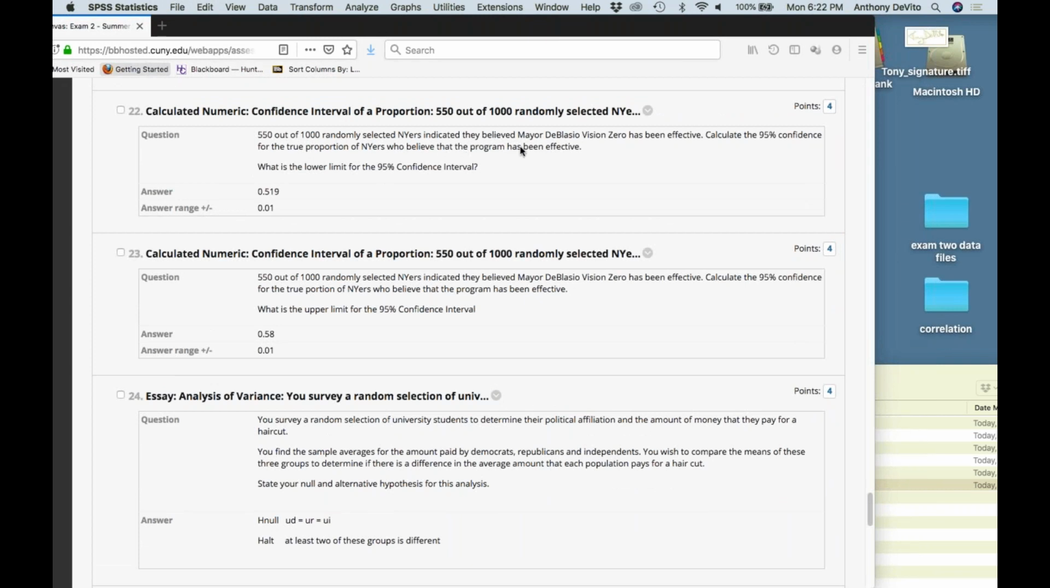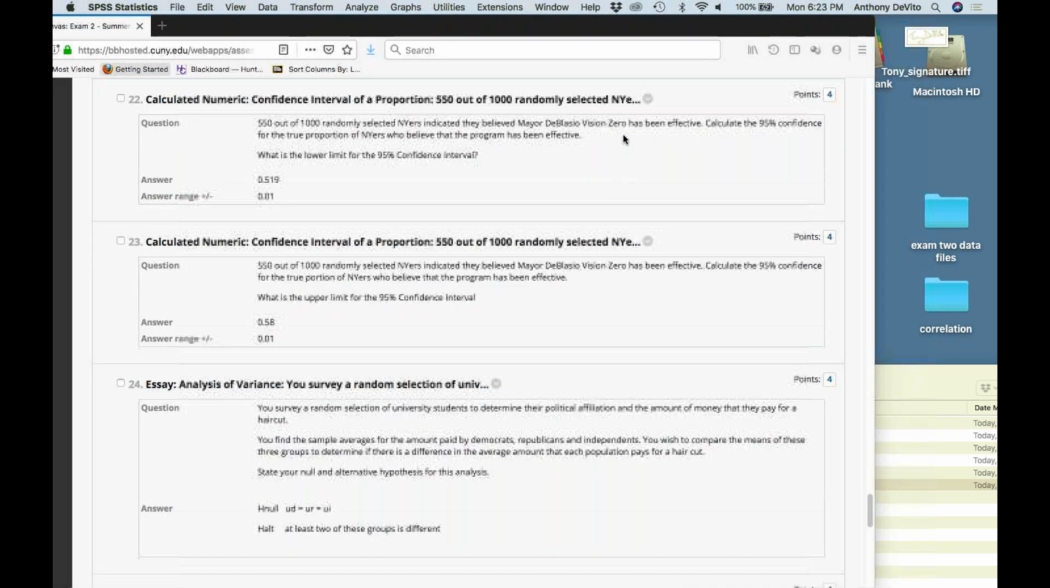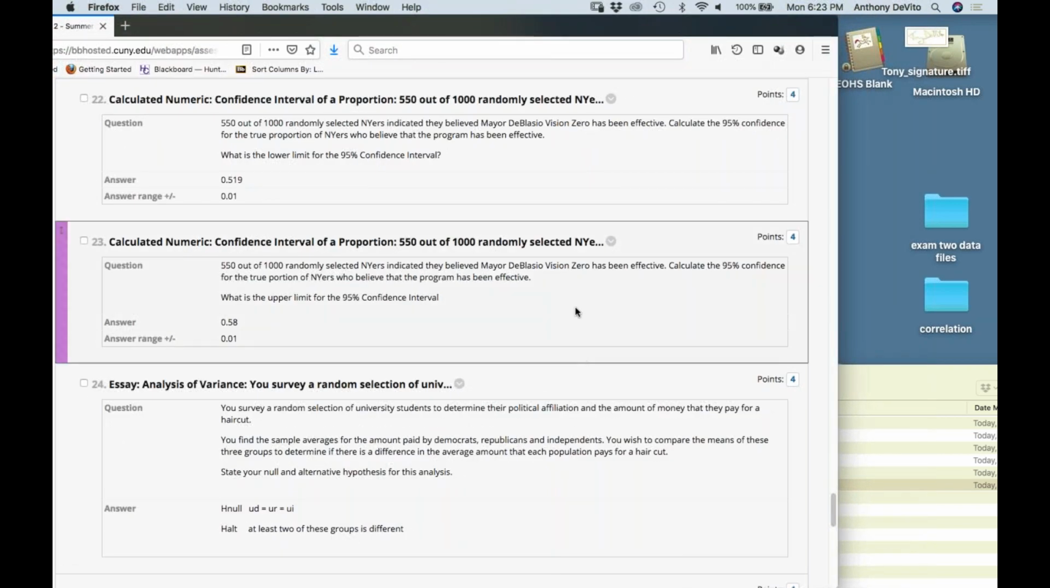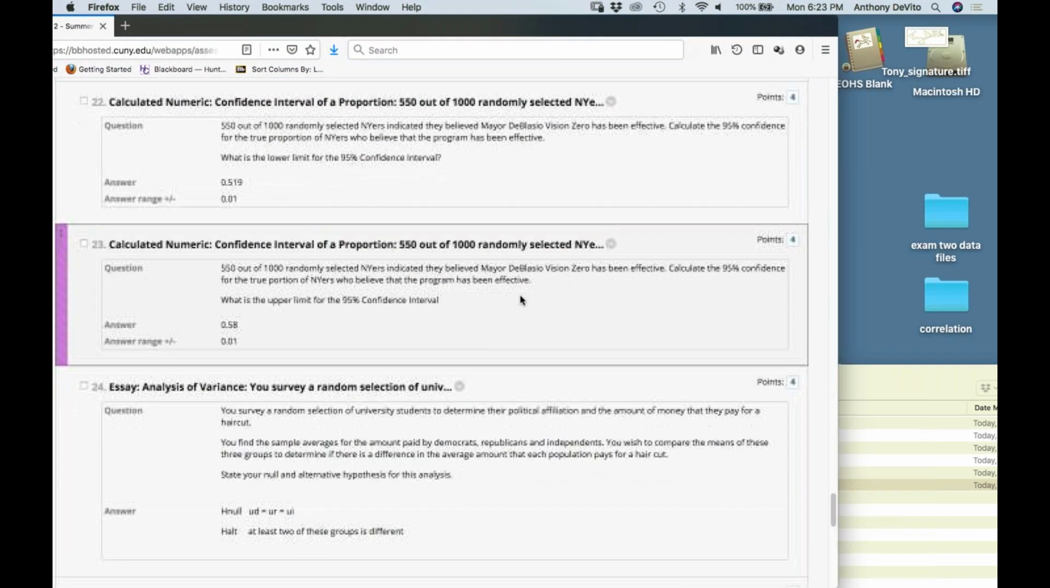550 out of 1,000 randomly selected New Yorkers believe Mayor de Blasio's Vision Zero, right, with the bicycles and stuff like that. This has been under a lot of stress here lately. His traffic safety program lately has been getting a black eye because of all the bicyclists getting run over.